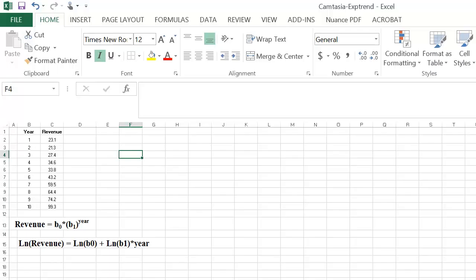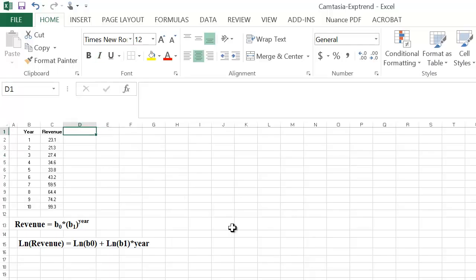If you take the natural logarithm of the left hand side and the right hand side of this equation, you get natural log of revenue is equal to natural log of b0 plus natural log of b1 multiplied by year. So you can see it has become a linear expression. This small transformation converts that exponential expression into a linear one, and then one can use simple linear regression to estimate these logarithmic coefficients and then reverse engineer the coefficients b0 and b1 from that. So let's see how one would go about doing that.